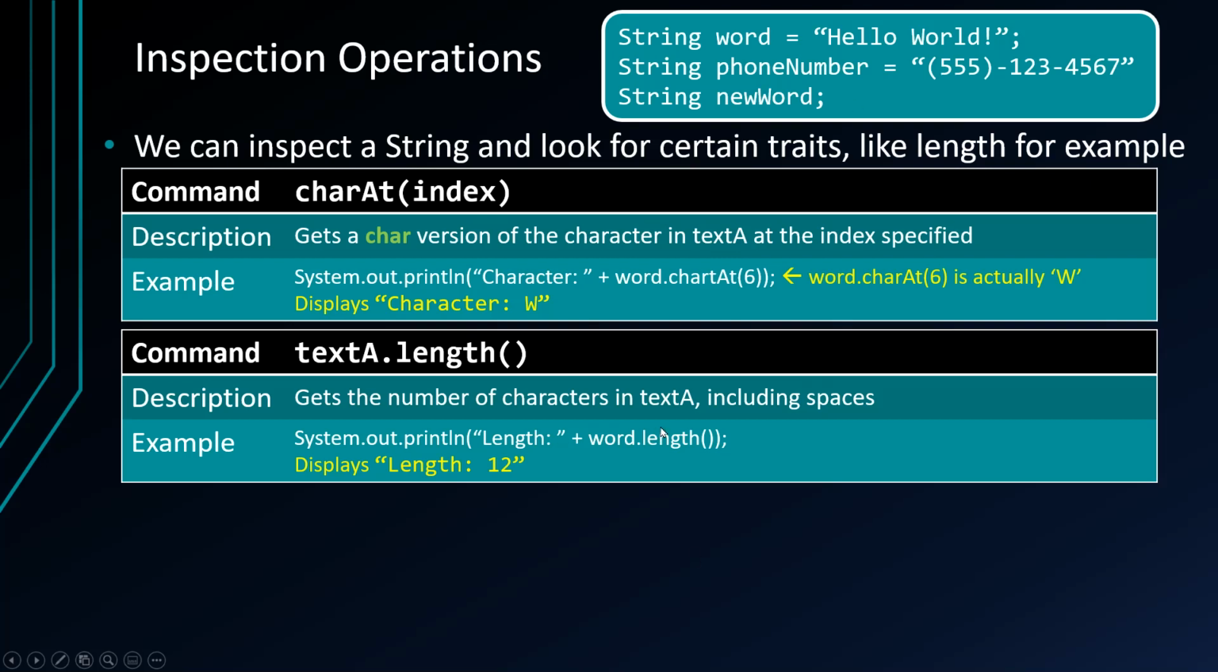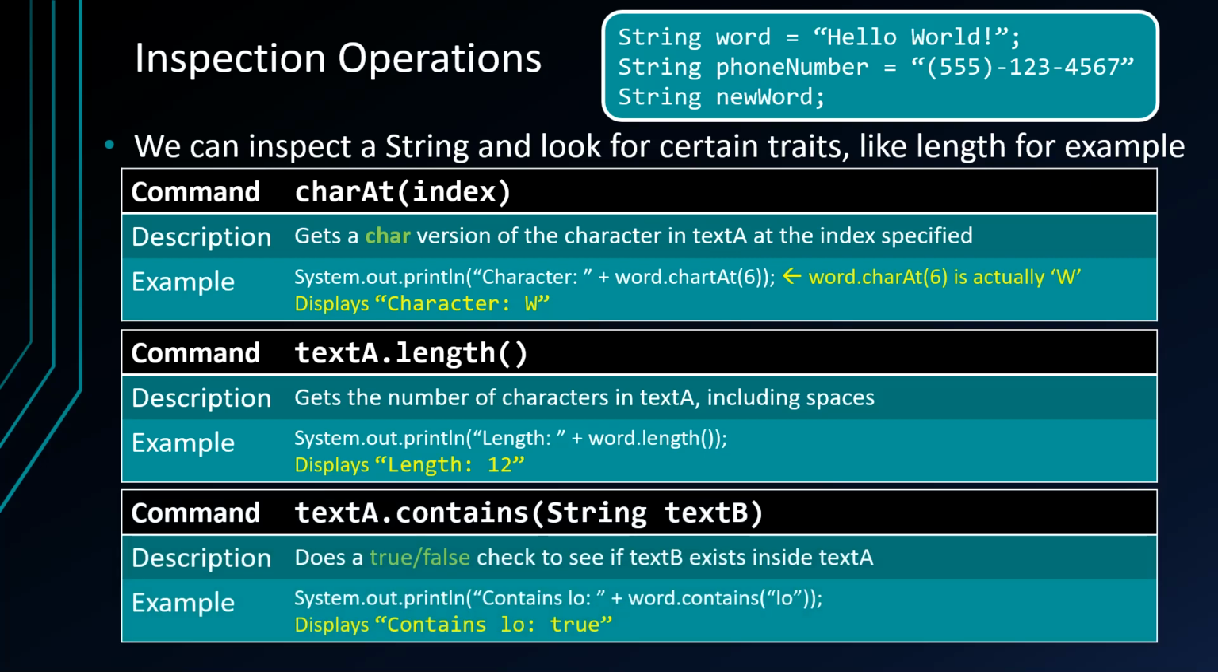In this case, it's going to be 12. All right, so that's a pretty straightforward one. Next one is contains. This is a true-false check. Basically, we're saying, does the string text B exist in the string text A? True or false? That's it.